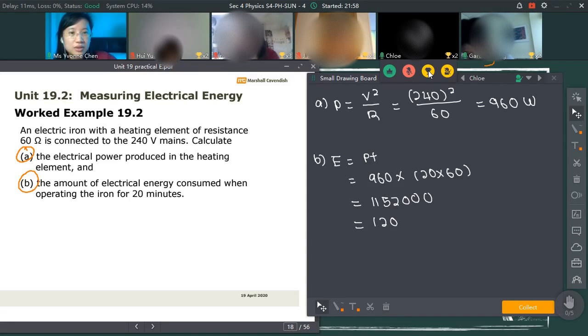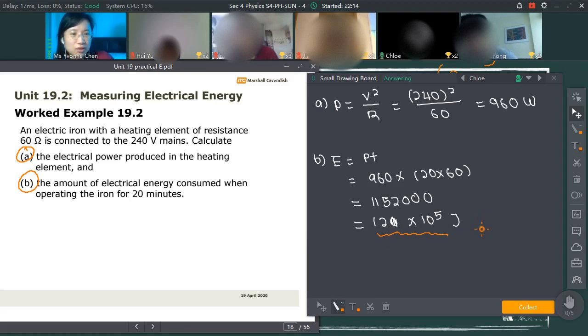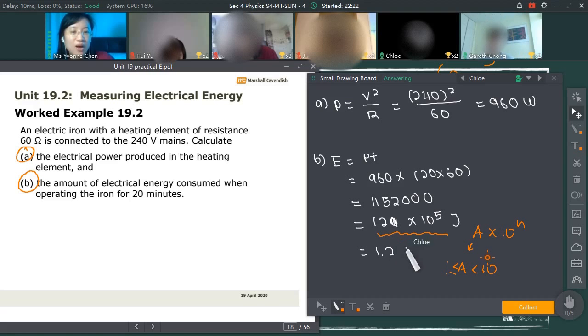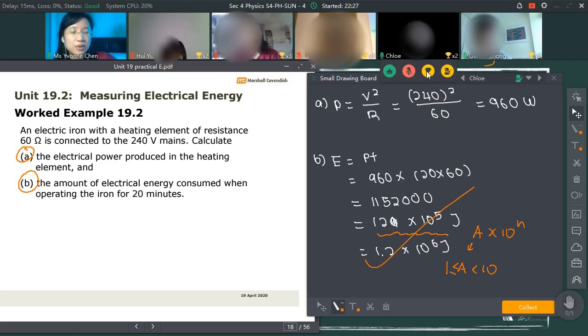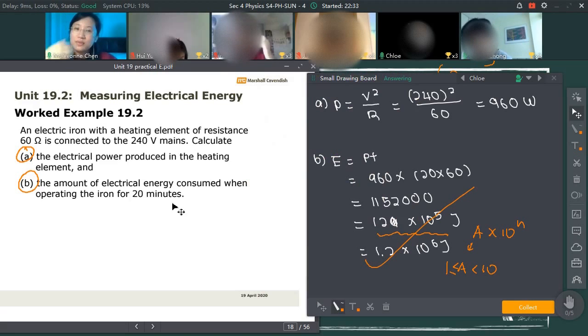Chloe, you did a good job. But Chloe, I don't understand why it's like this. I thought the standard form should be A times 10 to the power of N, and this A must be between 1 and 10, right? Okay, good. Excellent. Very well done. Chloe did a good job. Oh, by the way, I think your camera has a problem. I cannot see your face. Please adjust your camera. Thank you. Well done, Chloe. Both part A and part B, very well done.